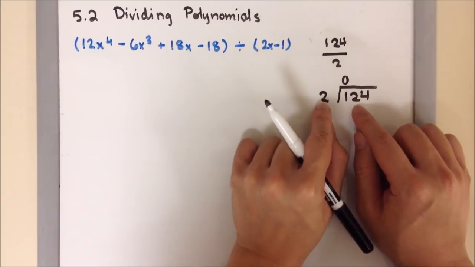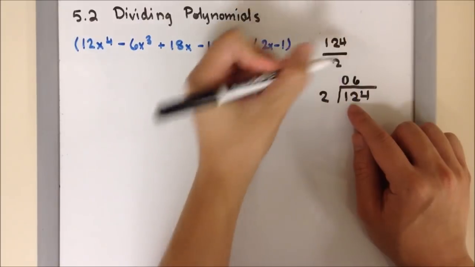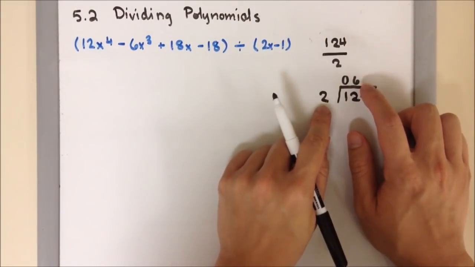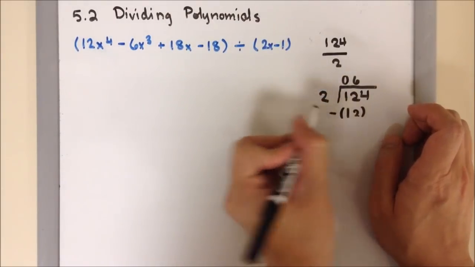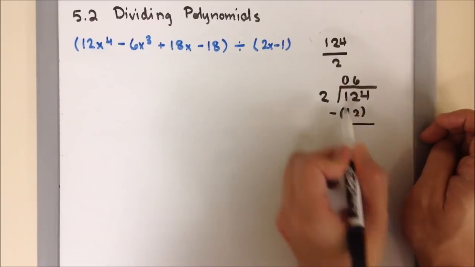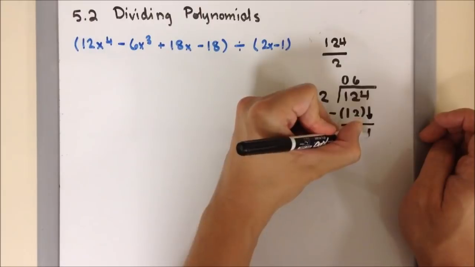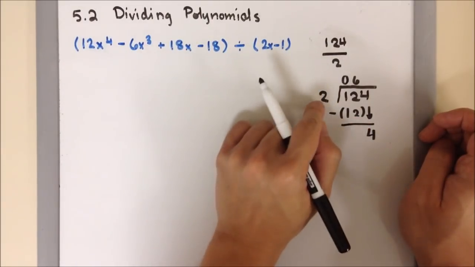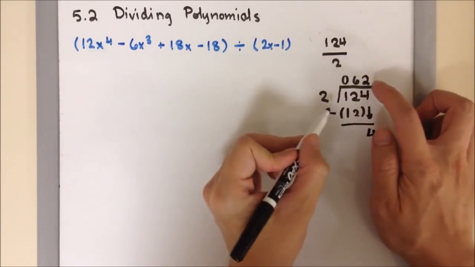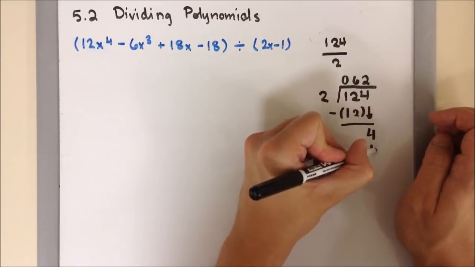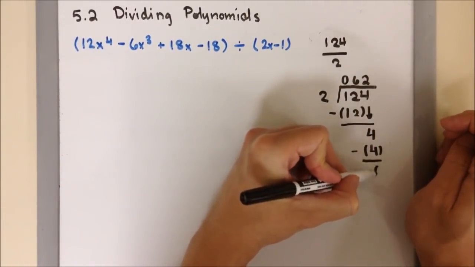Then you would ask, how many times does 2 go into 12? You would say 6 times. Then you do 6 times 2, which is 12. So I'm going to write 12 here and subtract. 12 minus 12 will be 0. So it cancels out, and I bring down the 4. Then you ask, how many times does 2 go into 4? You would say 2 times. Then you do 2 times 2, which is 4. And then simply subtract. My remainder is 0.